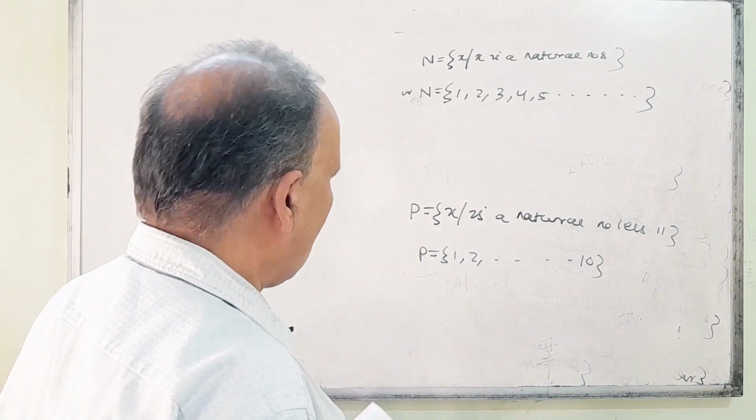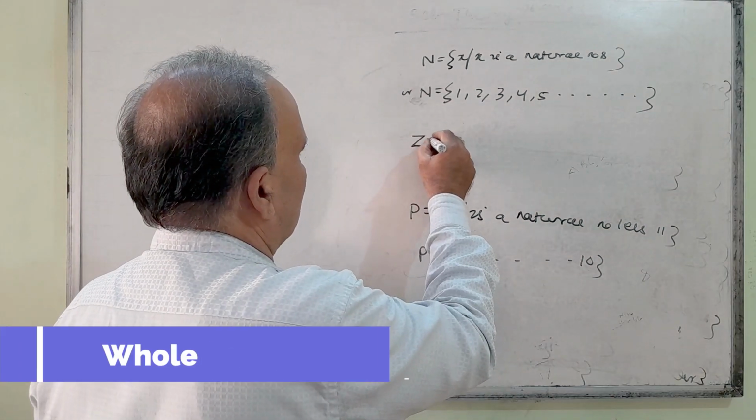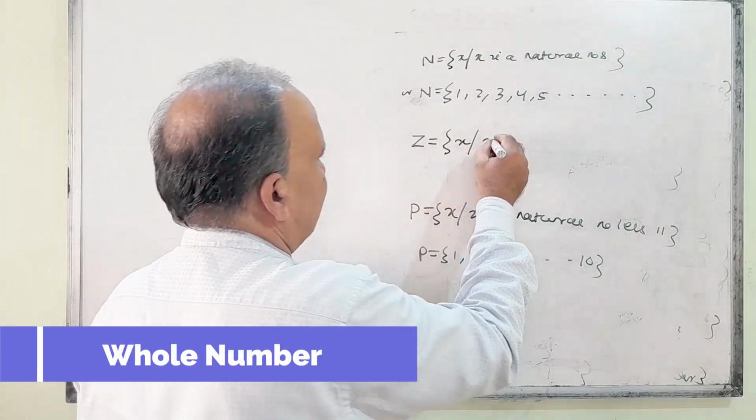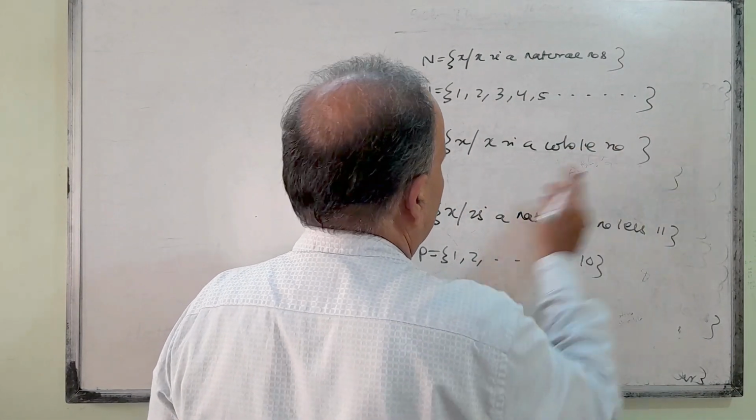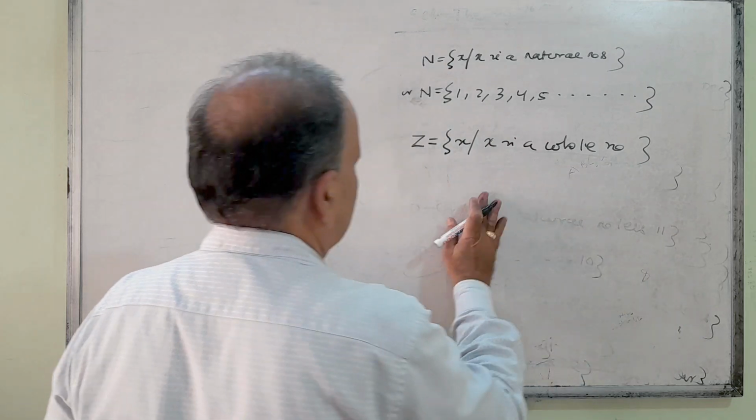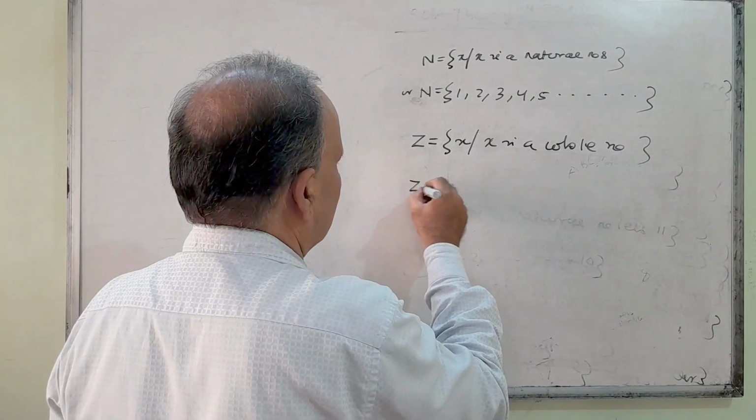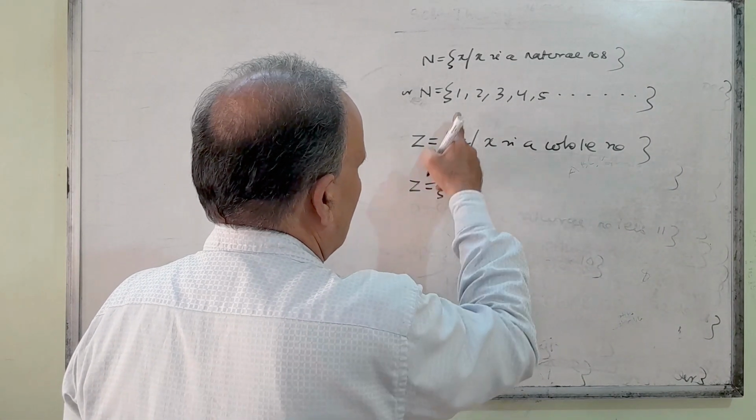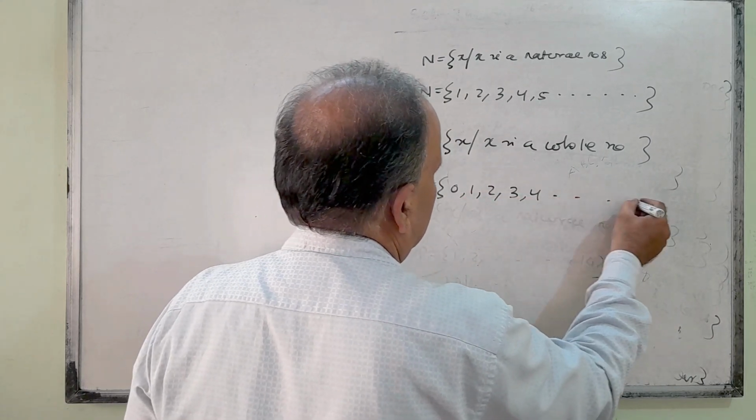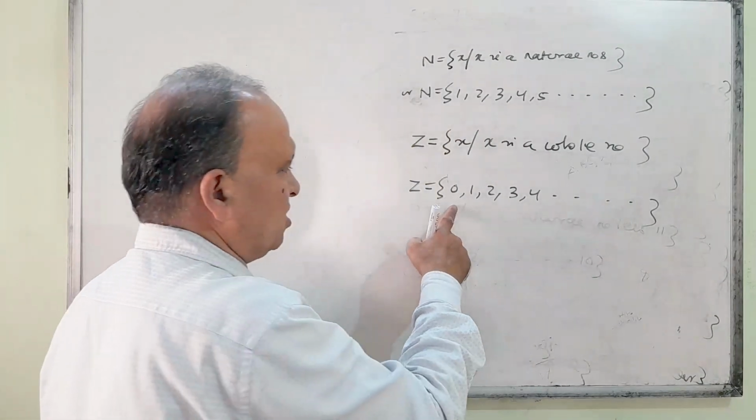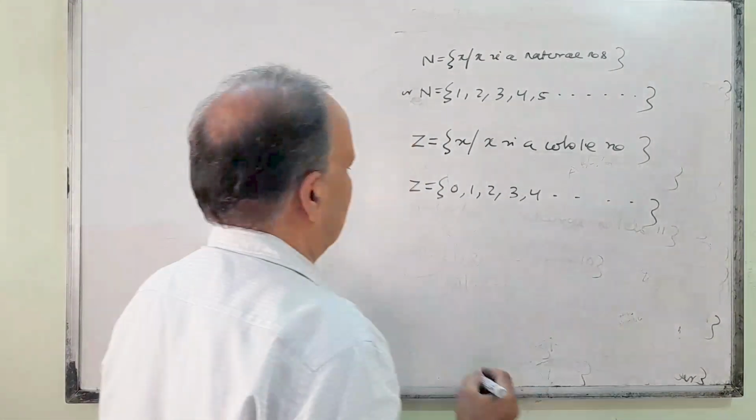Next, come to whole numbers. Z is equal to {x such that x is a whole number}. I am giving you some examples for infinite sets. That means Z is equal to 0, 1, 2, 3, 4 like this. 0 is the smallest whole number and there is no largest whole number.